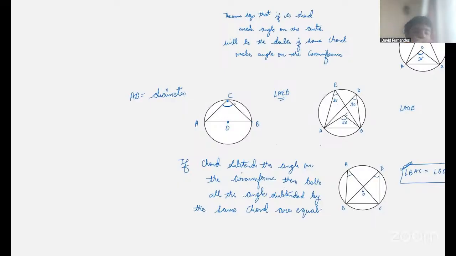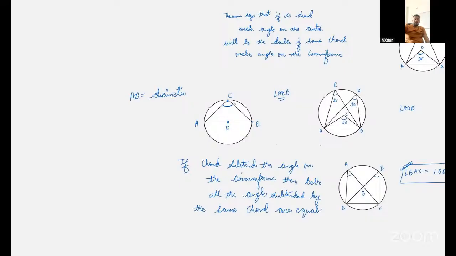Why do you say 90? I don't know, I just thought of 90 because AOB is 180, I guess. I'm not sure. Okay, you are very near to the answer, but not the perfect answer. It is a good answer, but not a perfect answer.